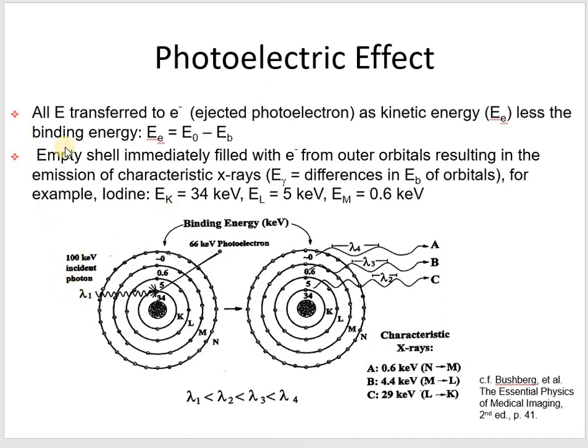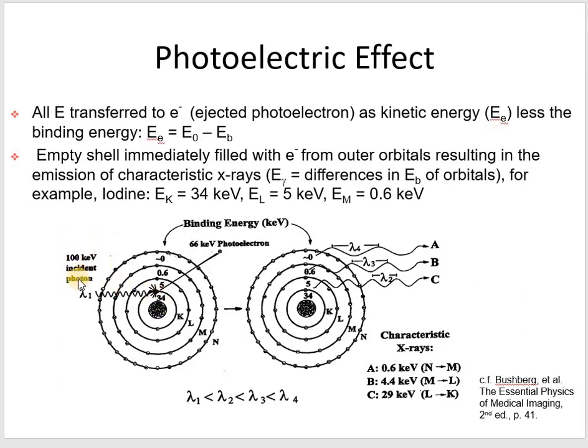All the energy from the incoming photon will be transferred to two different components. One, to overcome the binding energy of the K-shell electron, and two, to transfer energy to the electron, and this electron will be ejected out with a kinetic energy. So as an example here, say this atom has a binding energy of 34 keV.